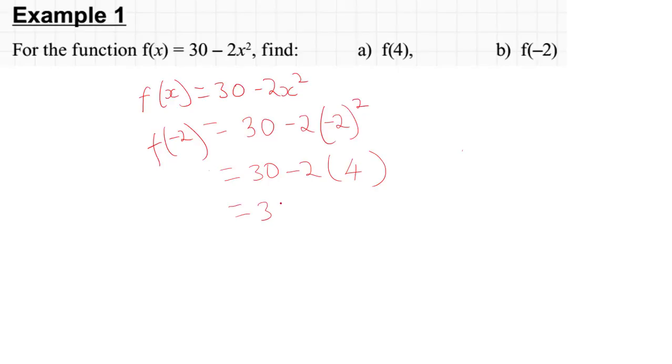So that's going to be 30. We are taking away 2 times 4, which is going to be 8. So the answer here is going to be 22.